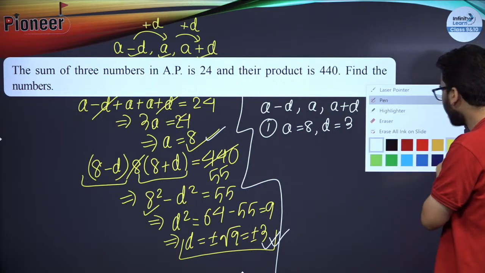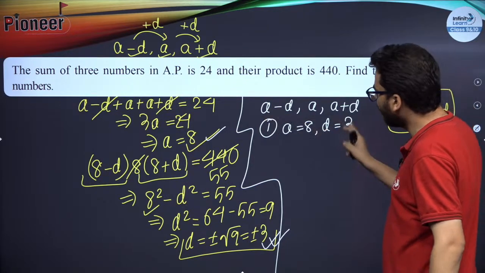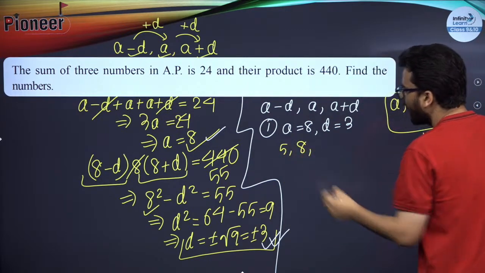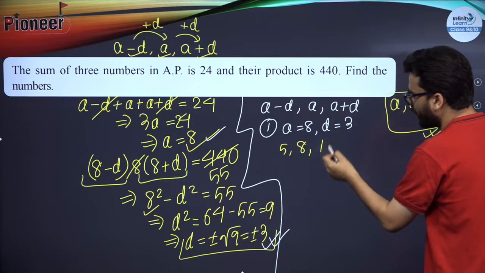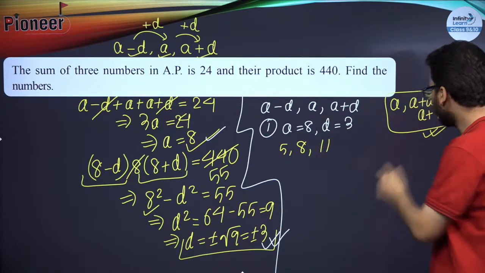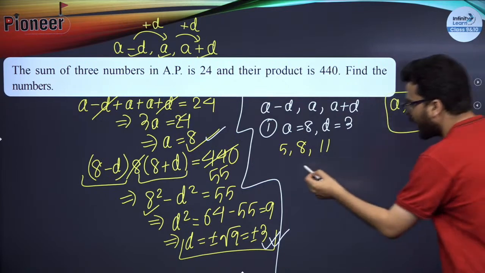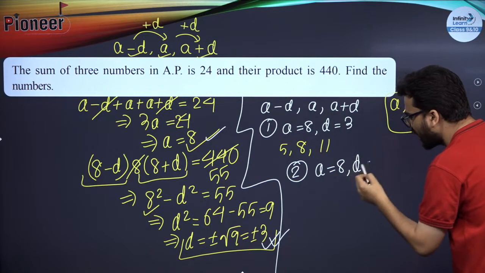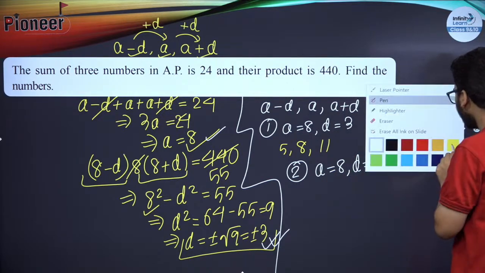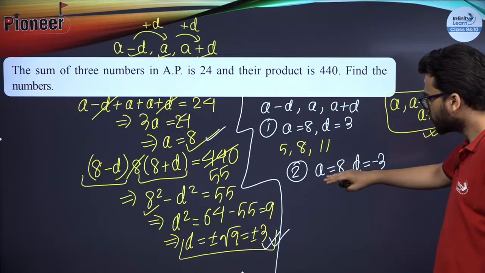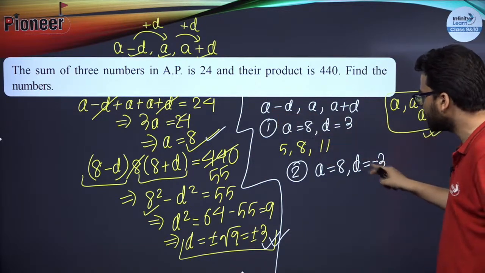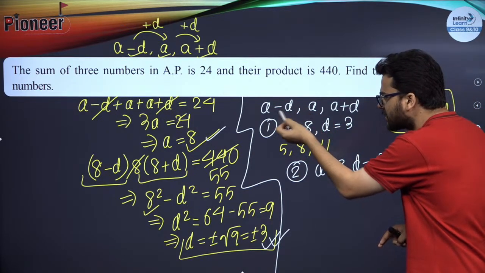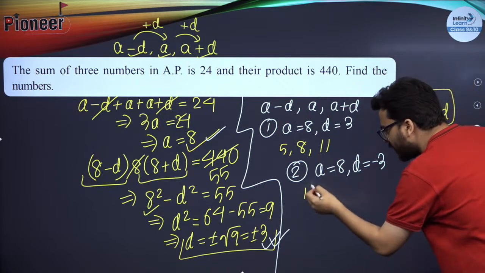If you put a is equal to 8, d is equal to 3, what will happen over here, guys? 8 minus 3 is 5, then a is 8 only, and then 8 plus 3, 11. Correct? So the first case is 5, 8, 11. The second case: put the values over here, when you take a is equal to 8 but d is equal to minus 3. You'll understand, it's a simple thing only. So minus is already there and d will be minus 3, so minus minus plus. So 8 plus 3, 11 will come.